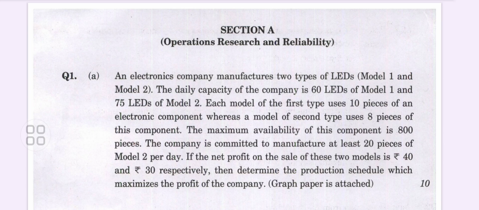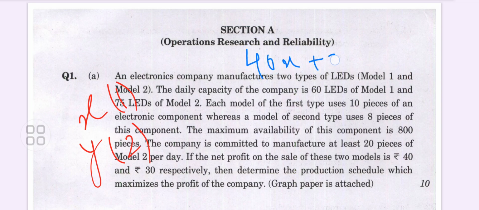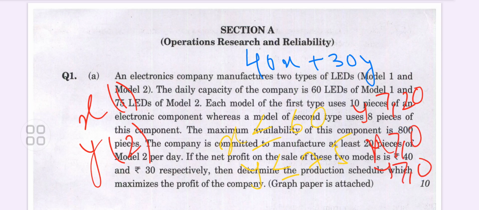Let me consider x as the number of model 1 and y as the number of model 2. The maximization of profit will be 40x plus 30y. I know x is less than or equal to 60 and y is less than or equal to 75. Then the component constraint. Y is greater than or equal to 20, the minimum production. Non-negative constraints: x greater than or equal to 0, y greater than or equal to 0.